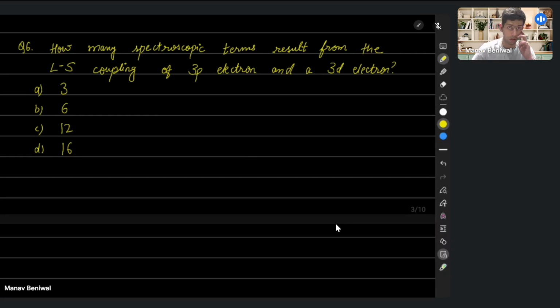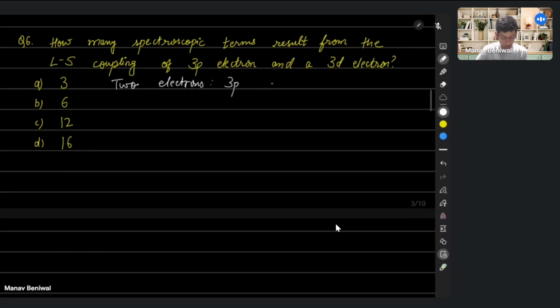So we have two electrons which are obviously non-identical, two electrons, one belongs to 3p and the other belongs to 3d. Now we want to couple their momenta, and the way we want to do it is by using the LS coupling scheme.